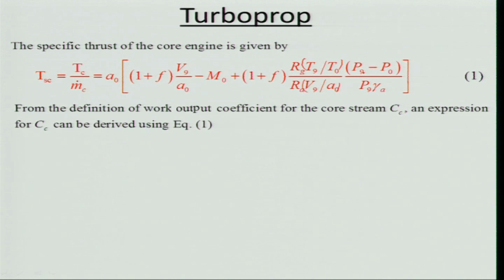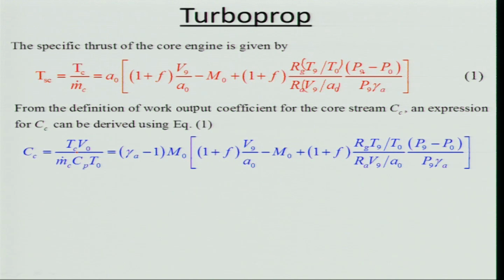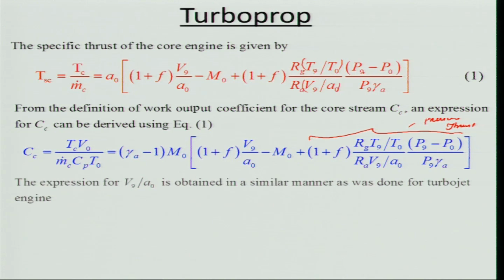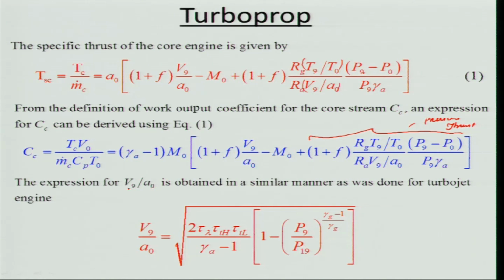From the definition of the work output coefficient for the core stream, one can get Tc V naught divided by m dot c Cp T naught. You can get an expression like this and derive it very easily. We had done a similar thing in the case of the ideal cycle, except this term is due to the pressure thrust, which is extra because here the nozzle is not fully expanded. Therefore, this term is extra, similar to what we had done earlier for the turbojet engine or turbofan engine.